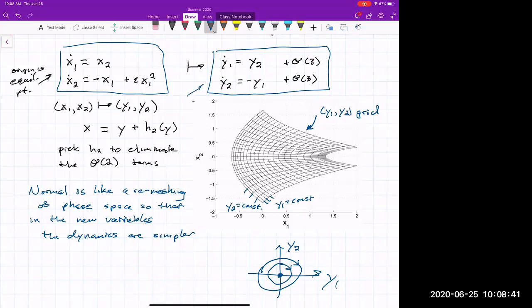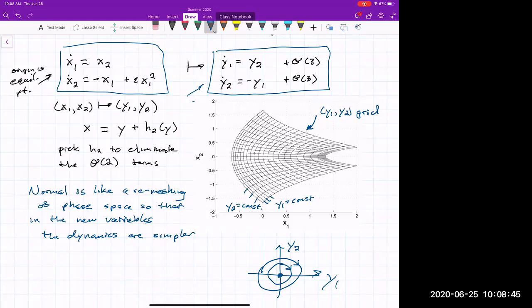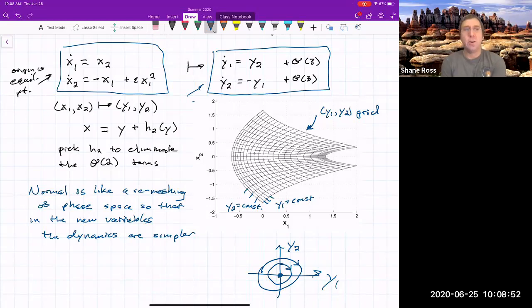I have a couple questions. So the first is, that looks like a conformal mapping. Are normal forms always conformal mappings? I don't know. I don't know the connection between them. There might be. Because it is local. We're just doing things locally near the origin.